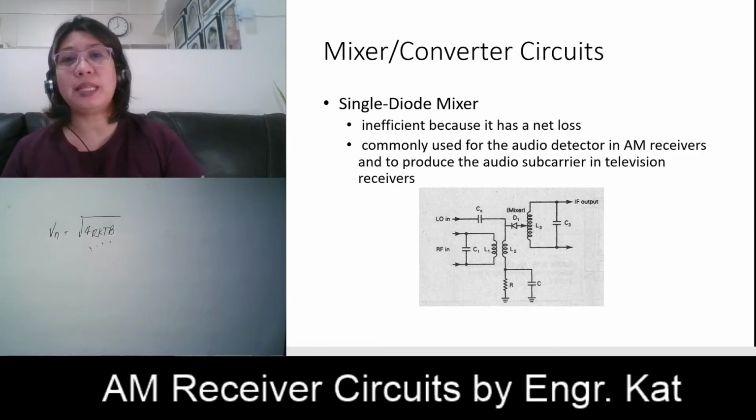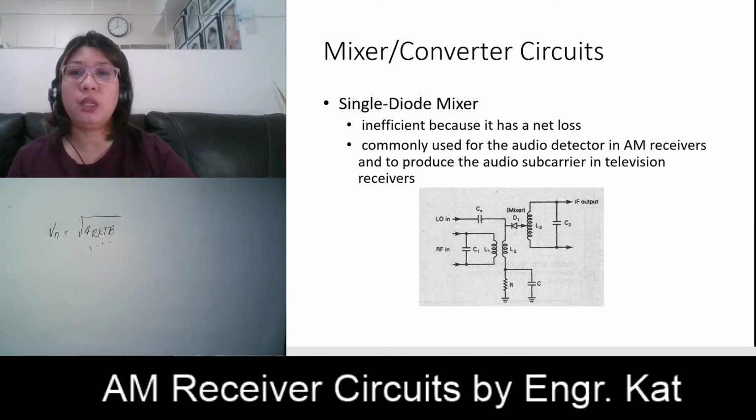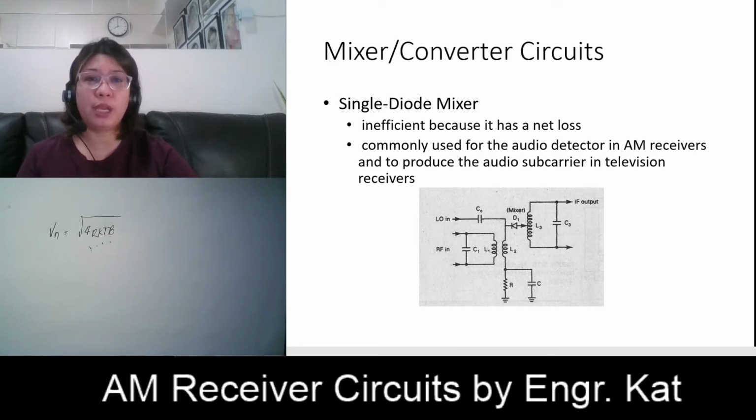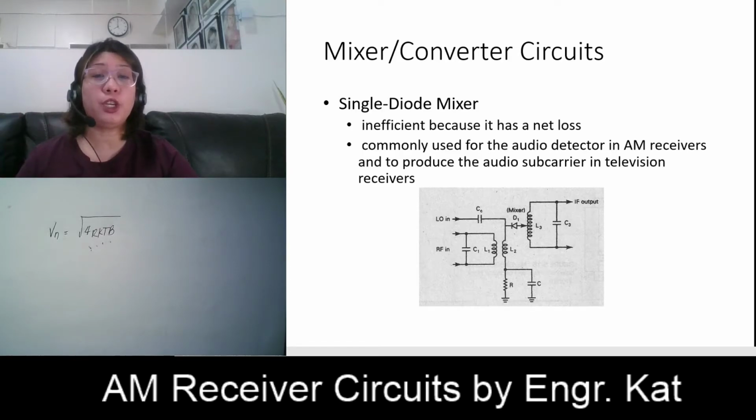Okay, because it has a net loss. Okay, so this is commonly used for the audio detector in AM receivers and to produce the audio subcarrier in television receivers. Okay, so when we discuss AM, TV, we will be learning there that television is composed of both AM and FM. The audio part of our TV transmission is AM. It is a special type of AM.